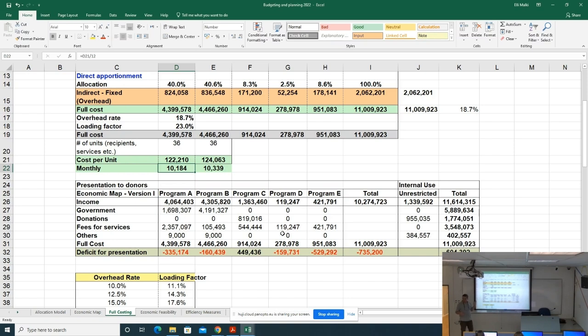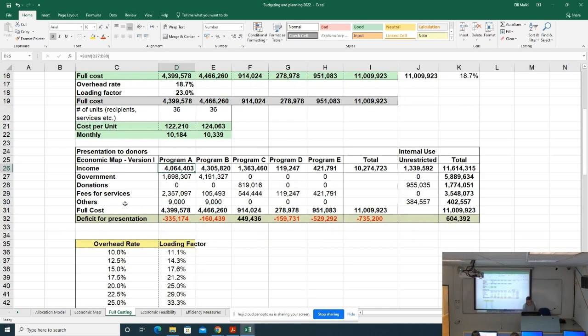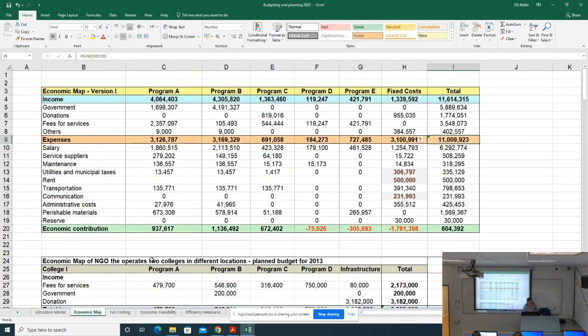Basically, this is a table that uses everything that we have calculated until now. The first part is income. So we go to each program and we look at the income of the program. Now, just to show you where the data are from. So this is basically taken from our economic map. So let's look at program A, 4,064. So if we go to the worksheet of economic map, see, this is the figure and broken down according to sources: government, fees for services, donors, etc.